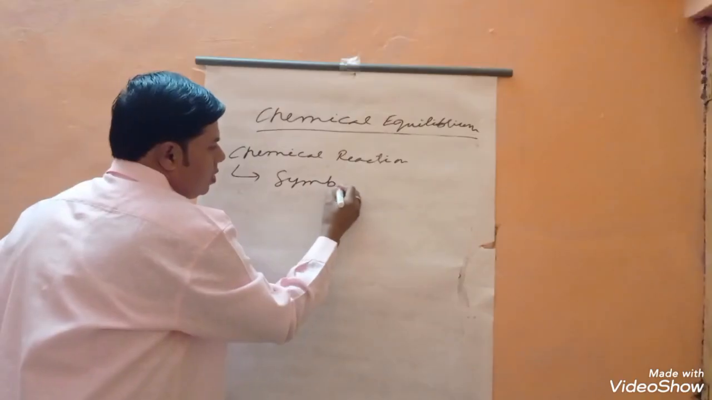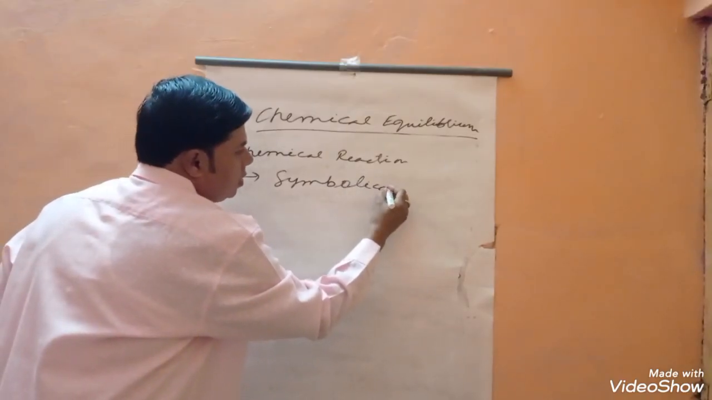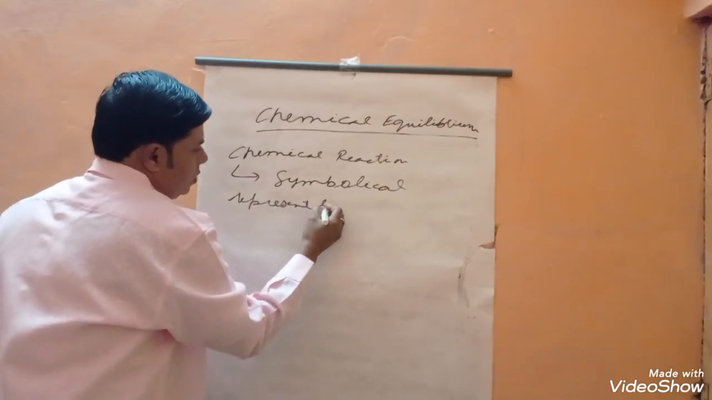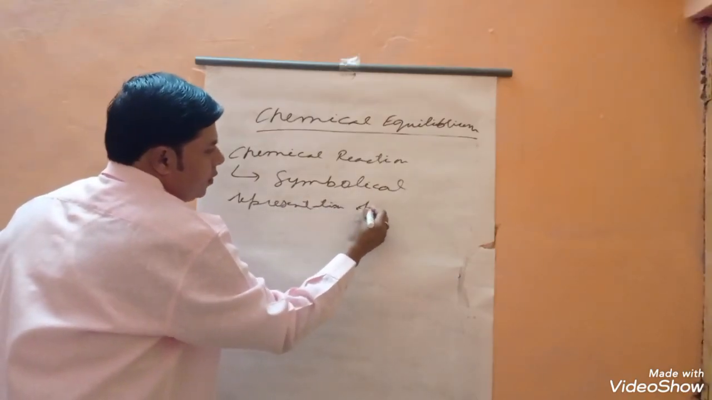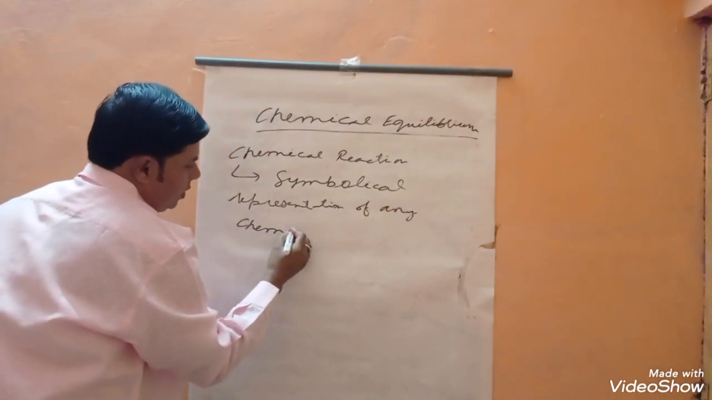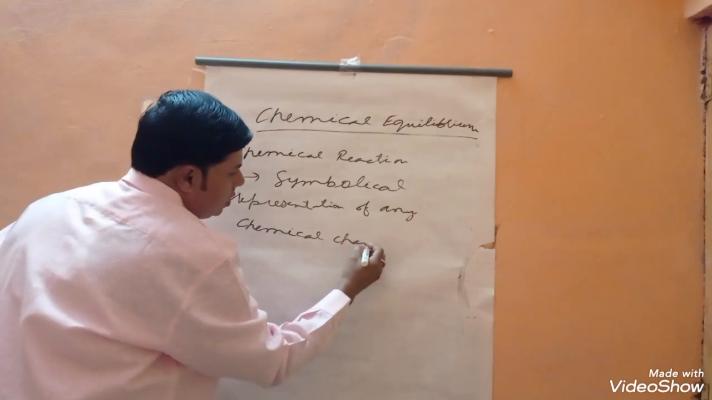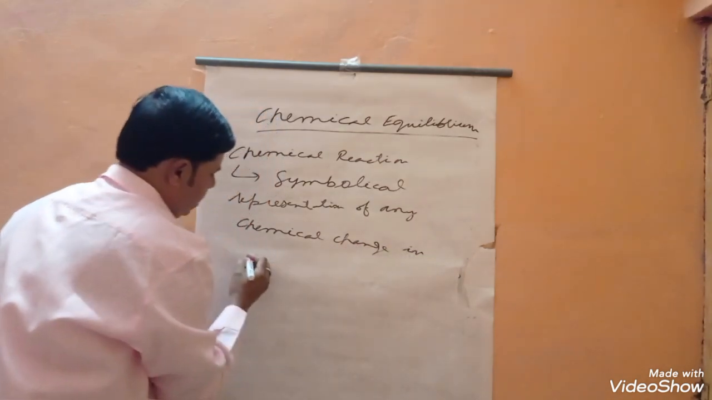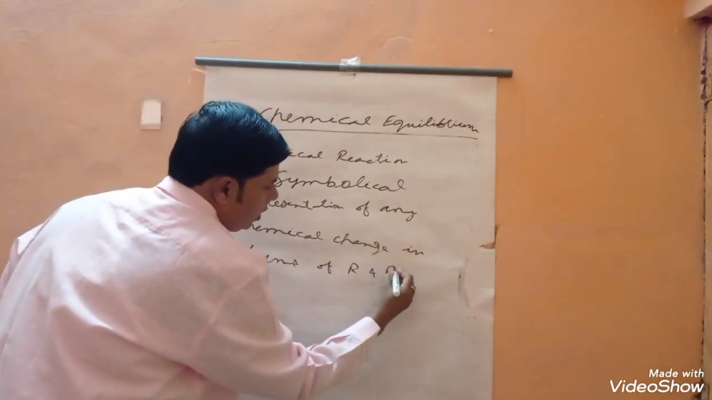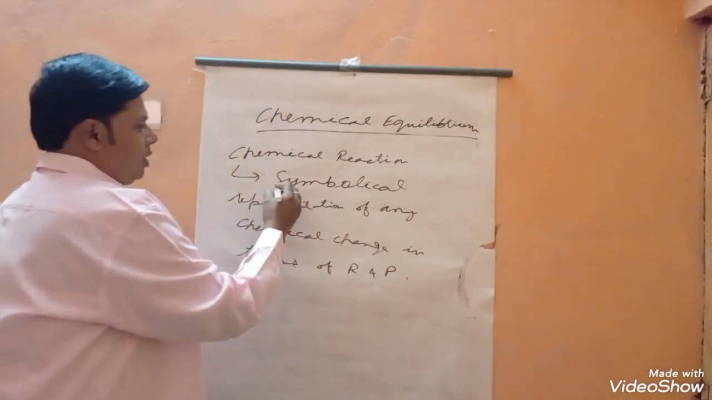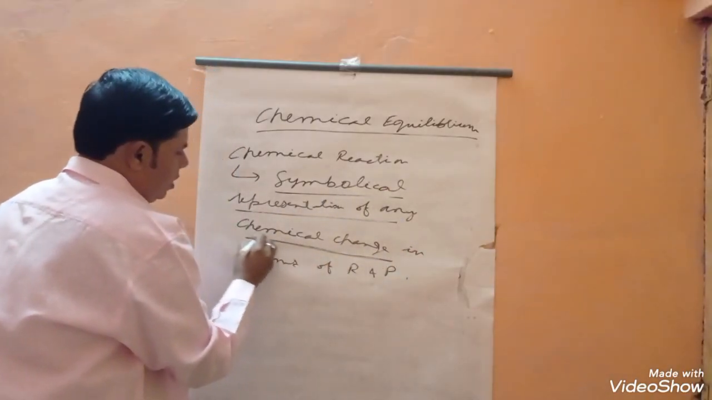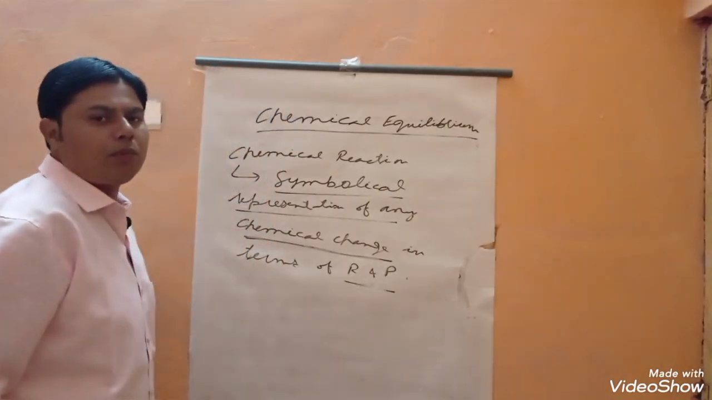Symbolical representation of any chemical change in terms of reactants and products. So this is the chemical reaction, the symbolical representation of any chemical change in terms of reactants and products.